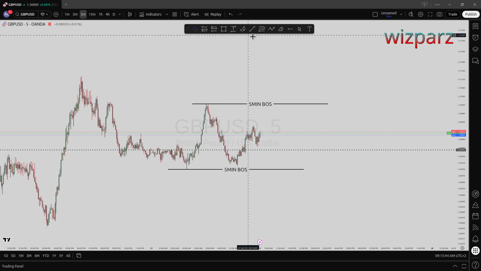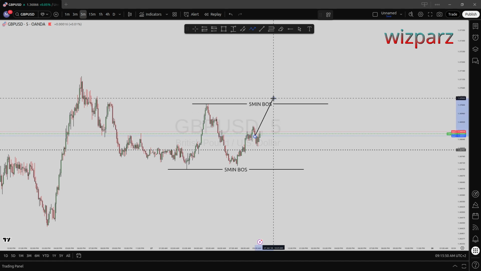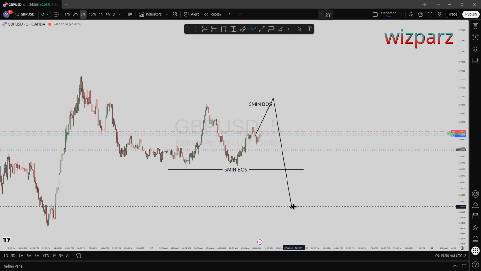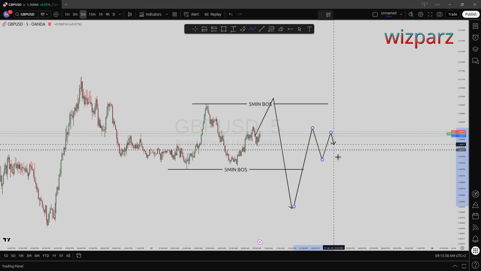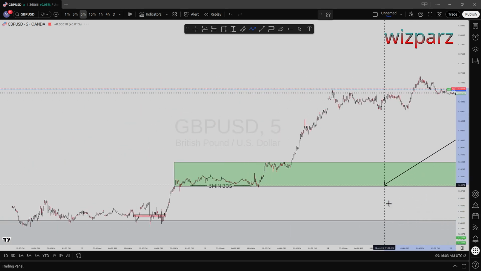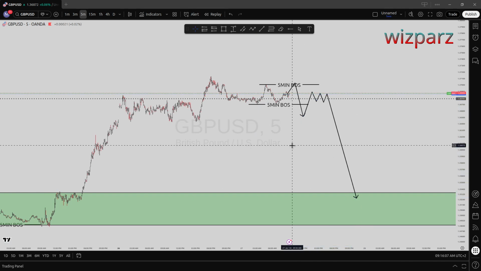there is still a high probability that the market can come here and then liquidate this. That gives us 5-minute change of character to the downside. Then we are going to look for short, targeting price to continue moving down lower, like on this demand area.